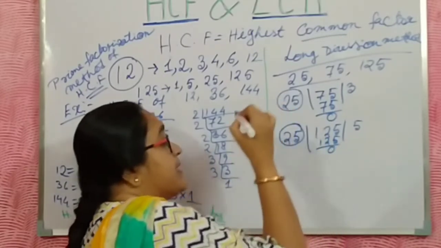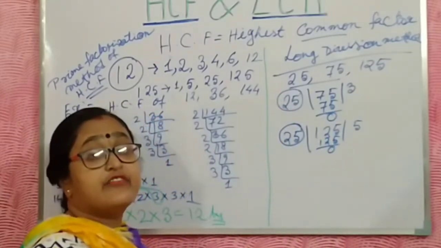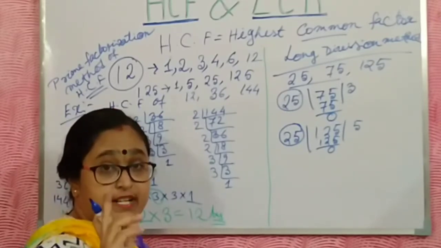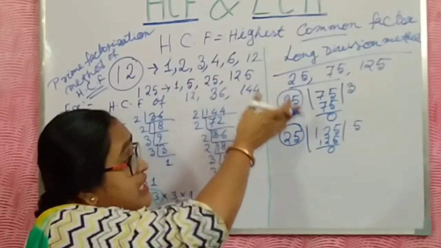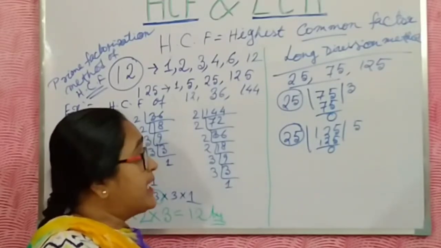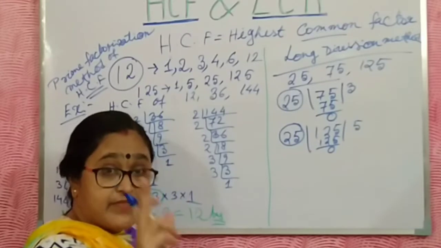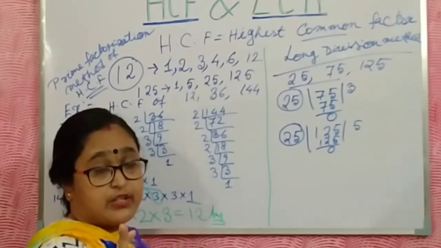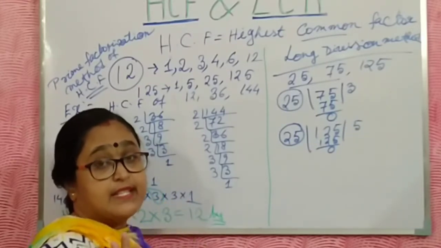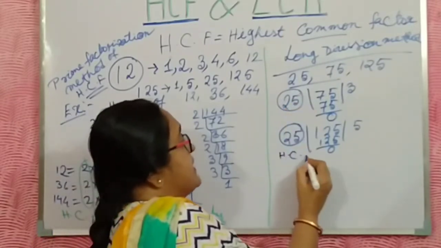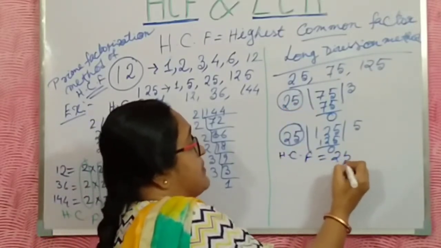When the remainder becomes 0, then the divisor is called the HCF. All the students listen carefully. You do the division, and when the remainder becomes 0, then the divisor is the HCF, not the quotient. Quotient is not the HCF. The divisor is. So here the HCF is 25.